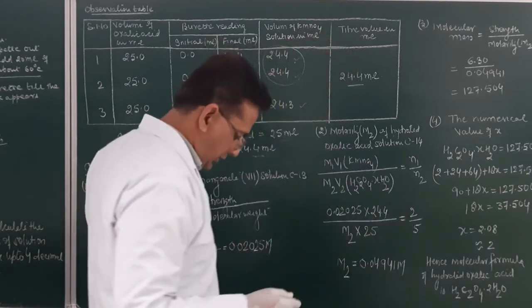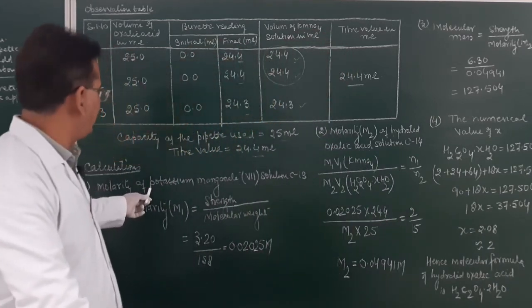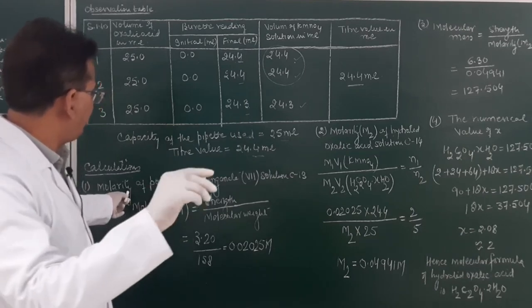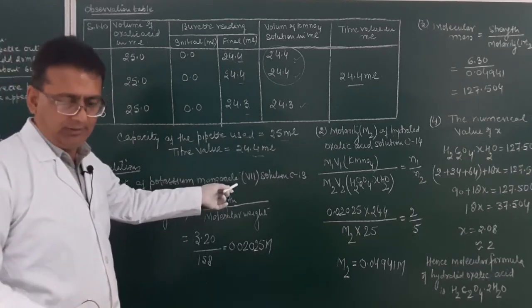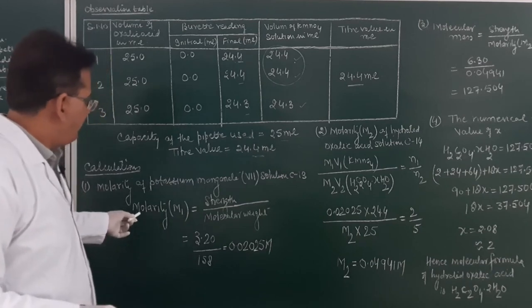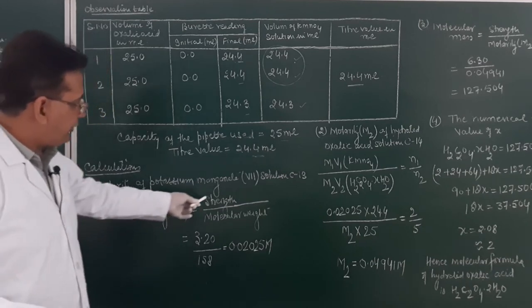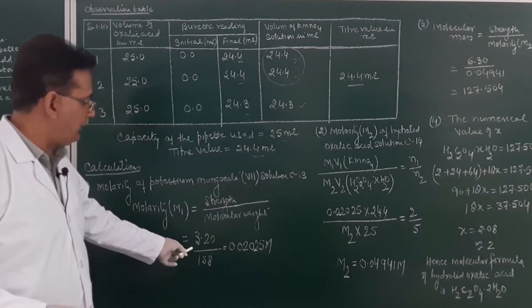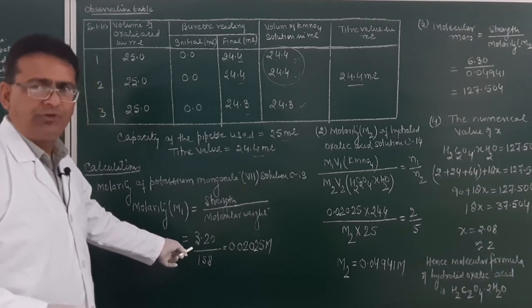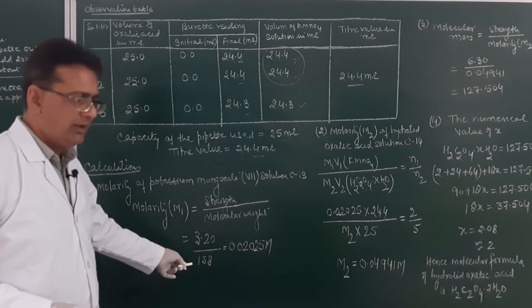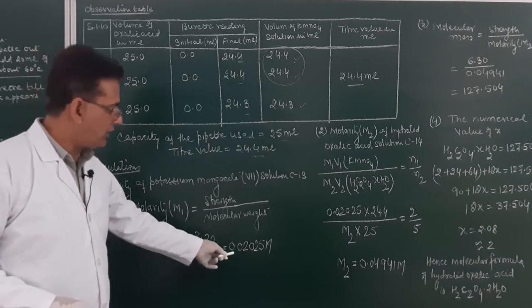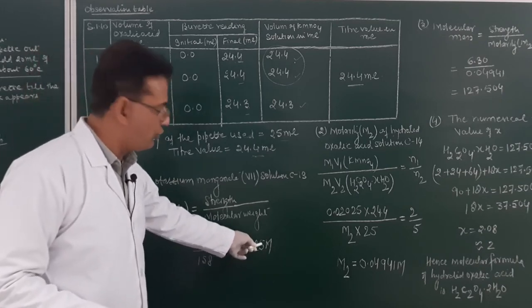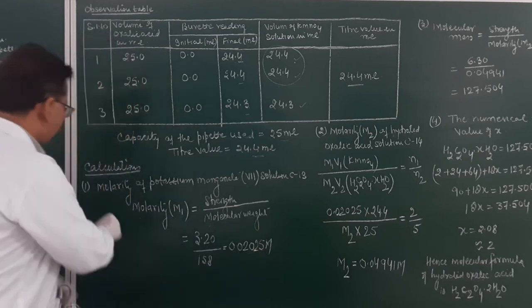Now we will be calculating. What was the first question which was to be calculated? We have to find out the molarity of KMnO4 solution. Molarity will be strength upon molecular weight. What is the strength of KMnO4? It is given in the question. Strength of KMnO4 is 3.20 divided by 158. It will come out to be equal to 0.02025 molar. So first question is clear.